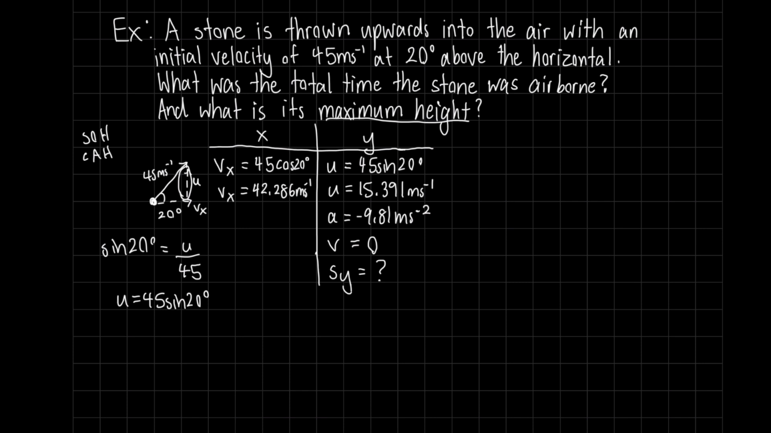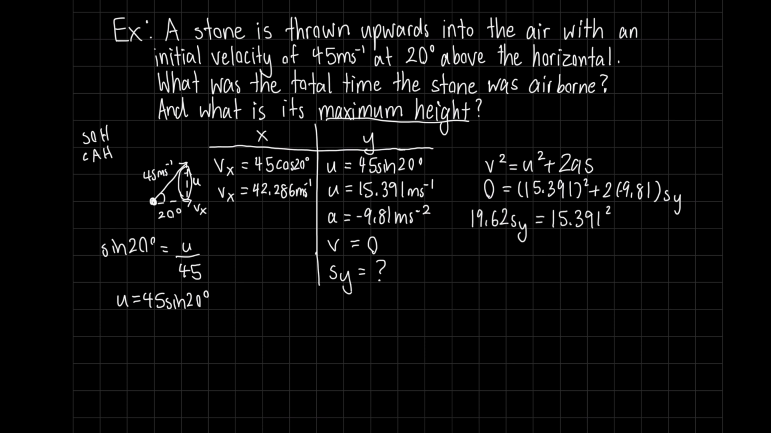All right, so now that we have all our values here, we can use our kinematics equations. Looking at our kinematics equations, I think this equation works the best. And now we can solve. So this would be 0. Which gives us around 12 meters. So this is its maximum height.